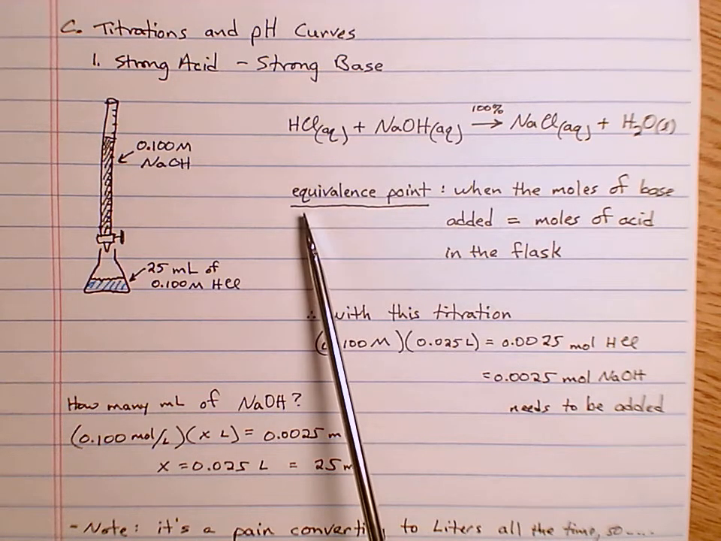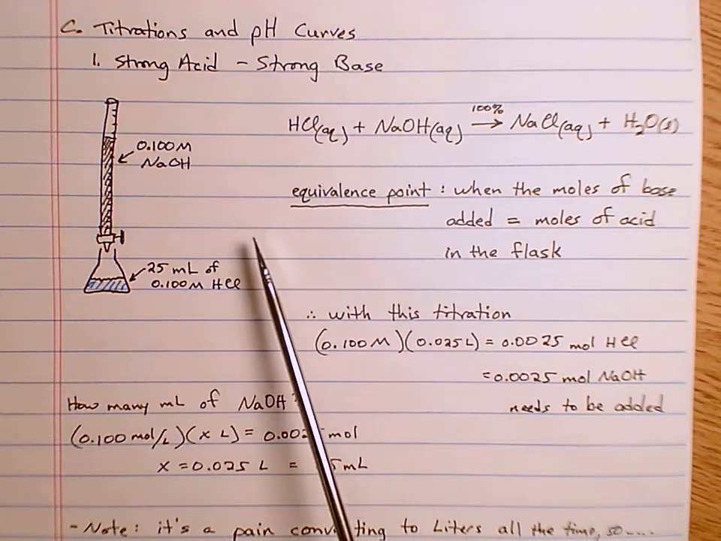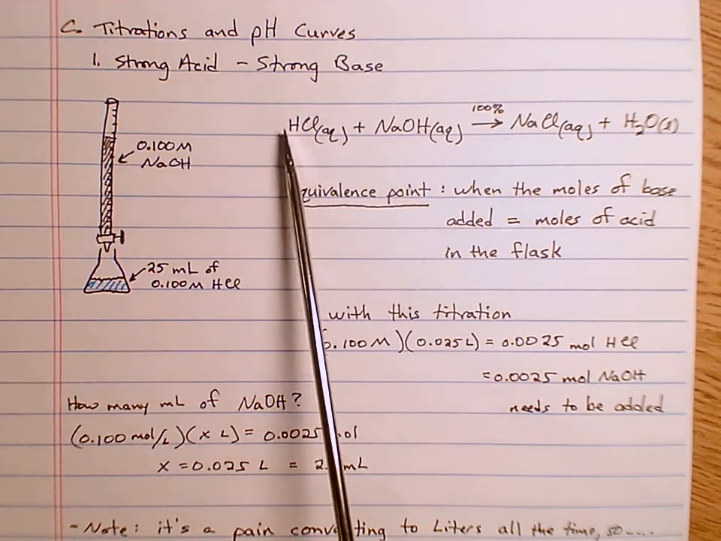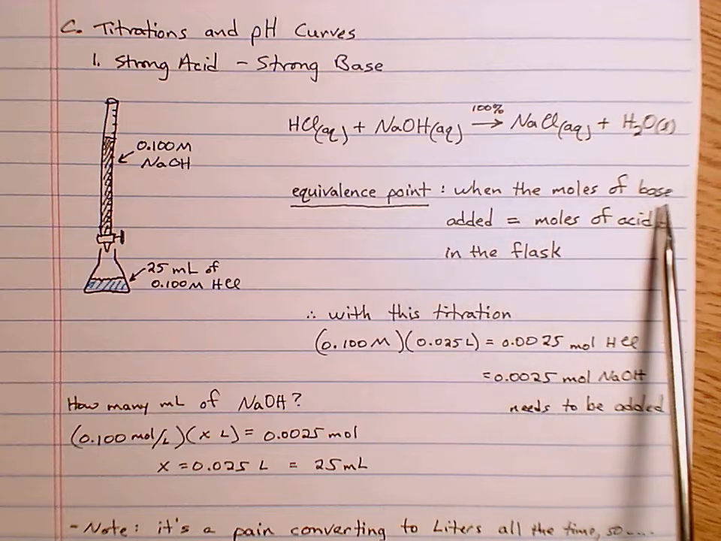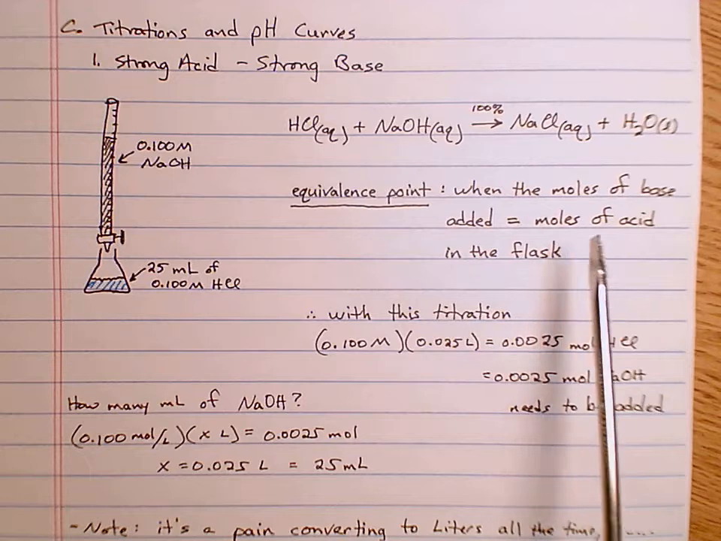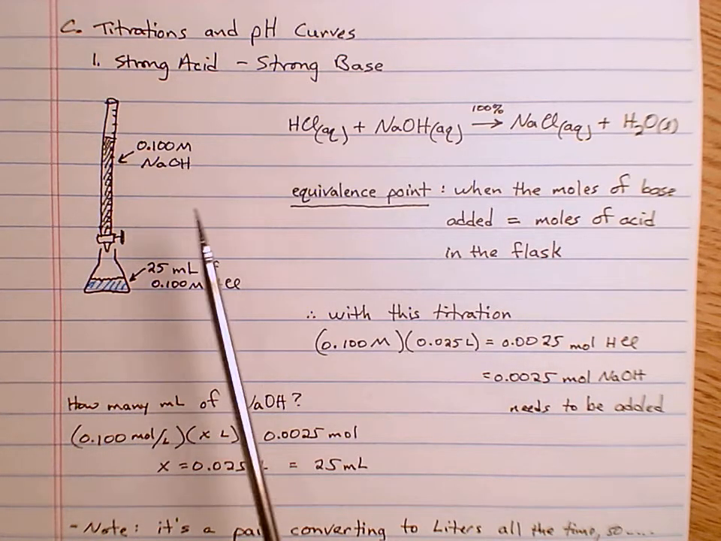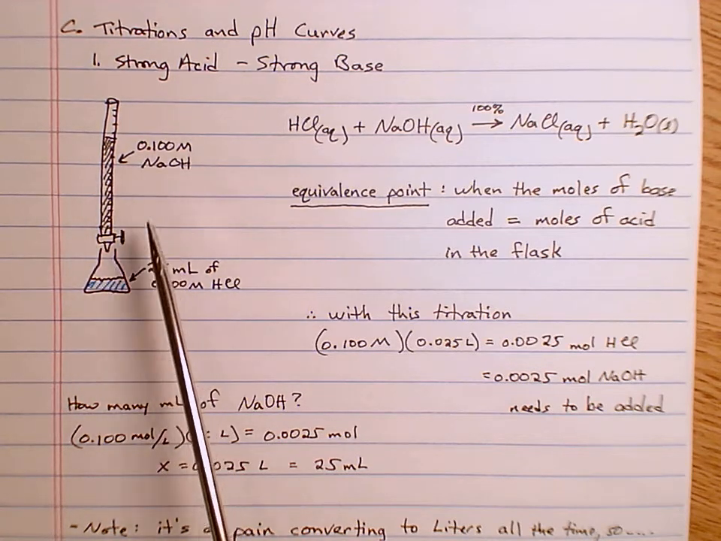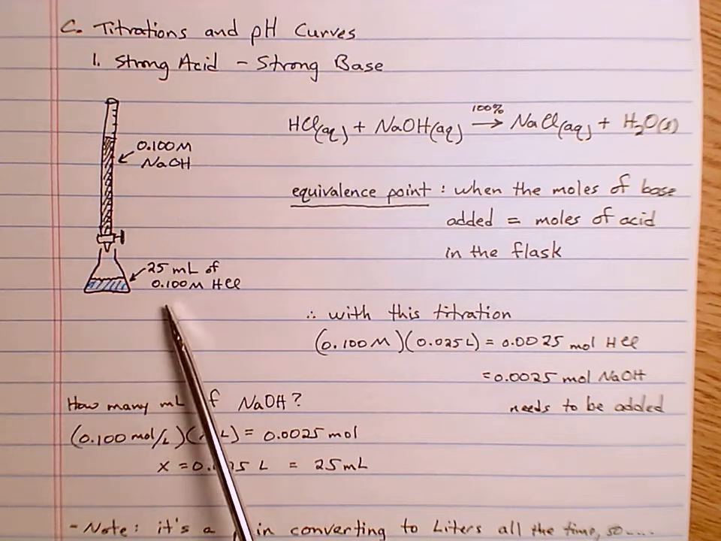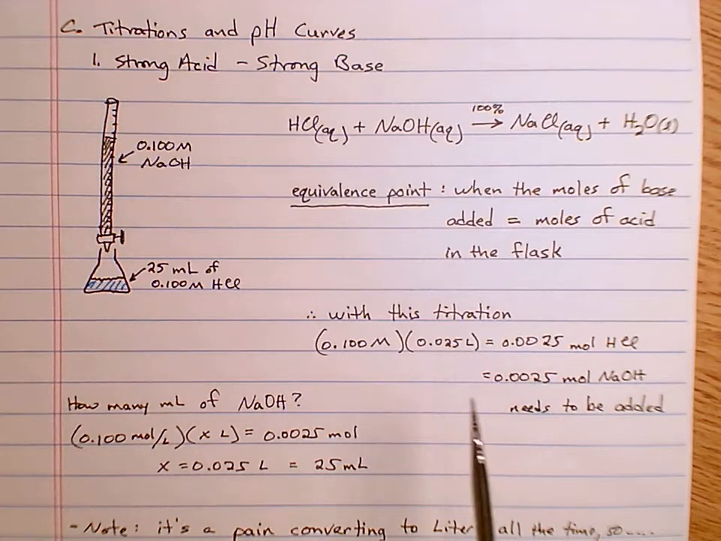Now, first definition here is the equivalence point. The equivalence point is just standard stoichiometry. Here we have a 1-to-1 ratio. It's when the moles of base that you have added from the burette equals the moles of acid you started with. Now, in these calculations we're doing now, we know a lot of information. We know the molarity of the base. We know the molarity and the volume of the acid. And so we can do a quick calculation.